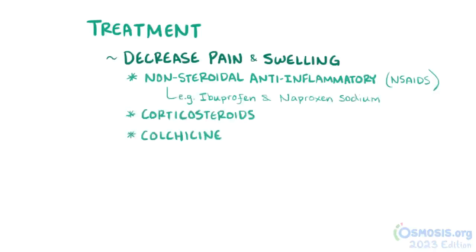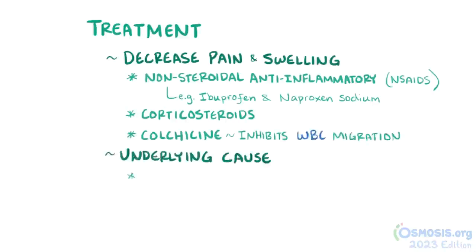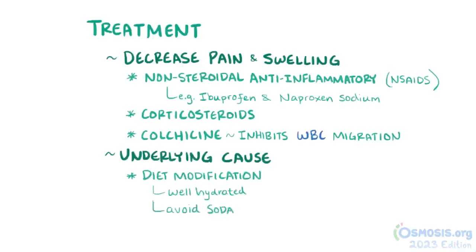Colchicine, which has anti-inflammatory effects by inhibiting white blood cell migration, has also been used for a long time to treat gouty attacks. To treat the underlying cause of increased uric acid, though, it's important to modify the diet, doing things like staying well hydrated with water, as well as reducing or eliminating soda, alcohol, red meat, and seafood, and staying active to ward off obesity.